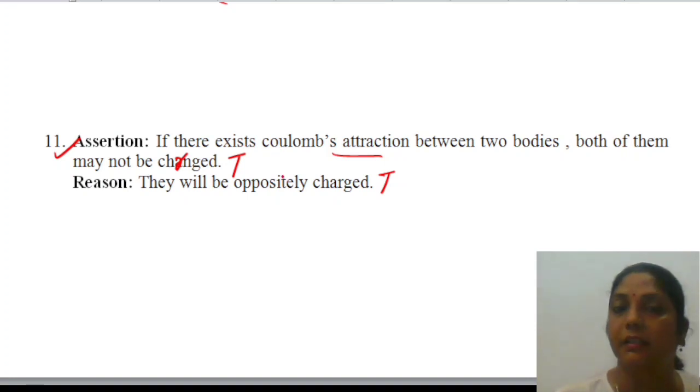But is this reason a correct explanation of this assertion? Again, read this statement: if there exists Coulomb's attraction between two bodies, both of them may not be charged because they will be oppositely charged. No, the reason is not the correct explanation of the assertion. Option B is correct for this question, right?